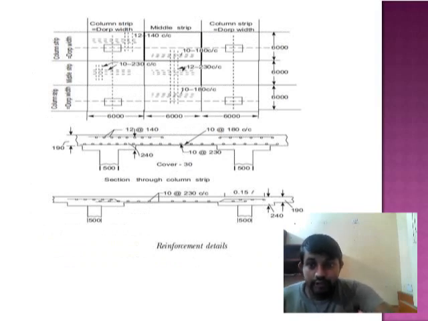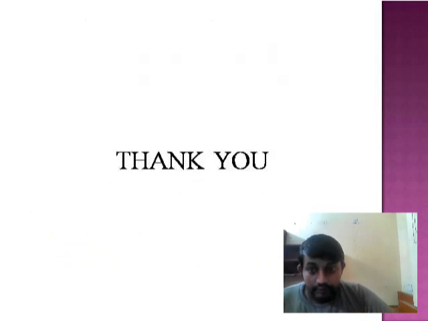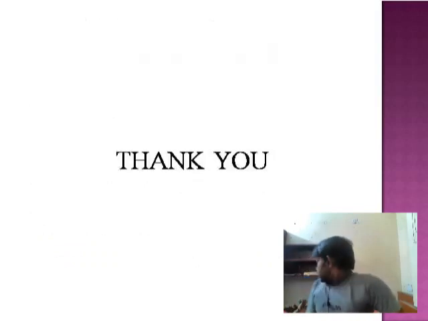So this is the cross sectional area, this is the plan, and this is the transverse section. Thank you.